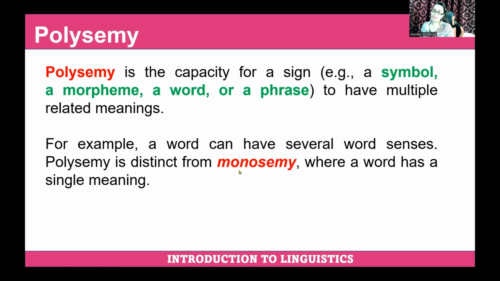Let's have polysemy. Kanina pa natin to na encounter. Polysemy is the capacity for a sign, example, symbol, or a morpheme, a word or a phrase, to have multiple related meanings. So, dapat related yung meaning niya. Marami siyang related na kahulugan pa. For example, a word can have several word senses. Polysemy is distinct from monosemy, where a word has a single meaning. Poly means many and mono means one.